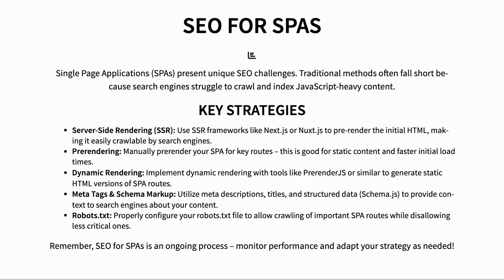Pre-rendering is another option. It's a manual process of generating static versions of key routes. Dynamic rendering helps too, by using tools to create static HTML copies. Don't forget about standard SEO elements like meta descriptions and titles, and most importantly, use schema markup to give search engines context. Finally, make sure your robots.txt file is set up correctly to guide crawling. It's a continuous effort, so keep an eye on performance and adjust your approach as you go.